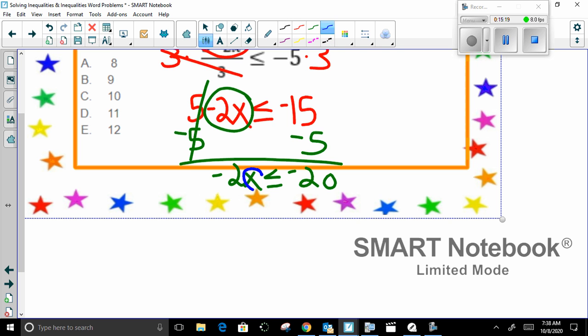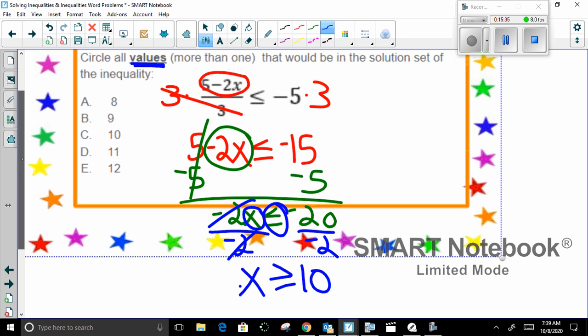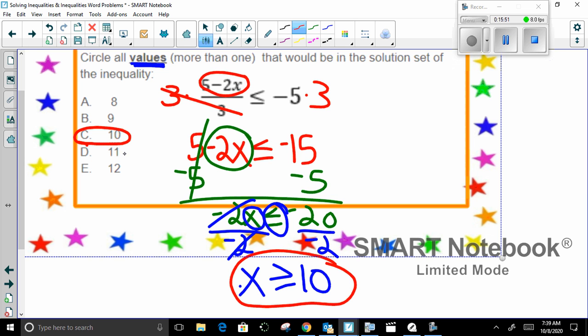To finish getting x by itself, I need to do what? I need to divide both sides by negative 2. When I divide both sides of an inequality by a negative, my inequality sign gets flipped around. So I have x is greater than or equal to 10. So x is any number that is greater than or equal to 10. So could 10 be an answer? It could, because it's greater than or equal to. Could 11? Yes. Could 12? Yes. These cannot, because they are not greater than or equal to 10.